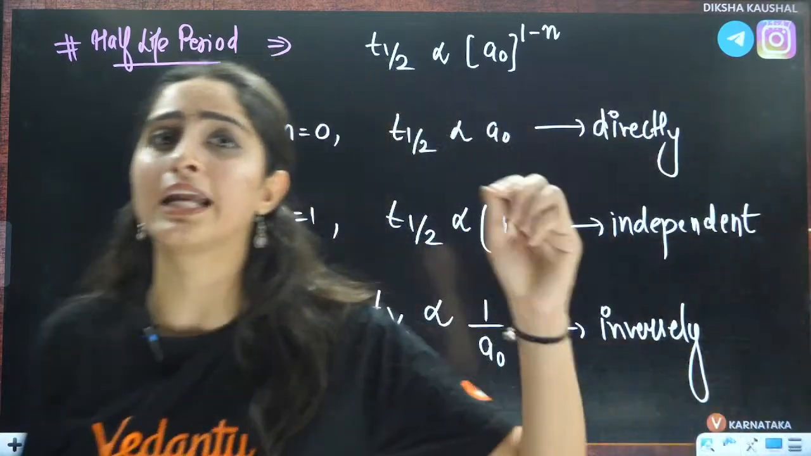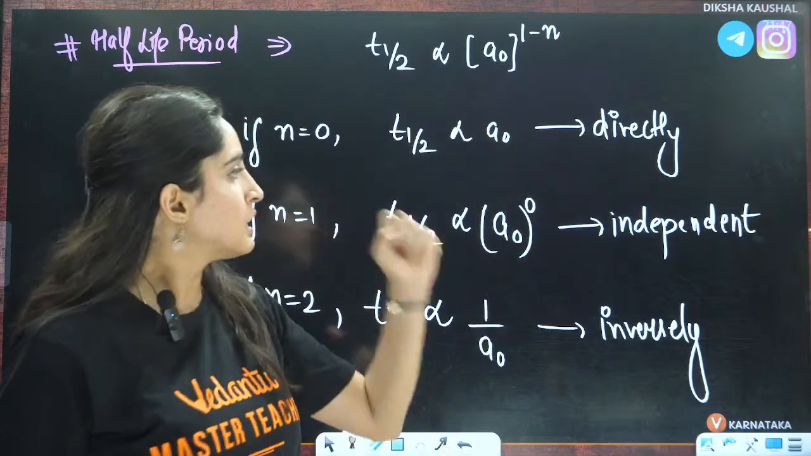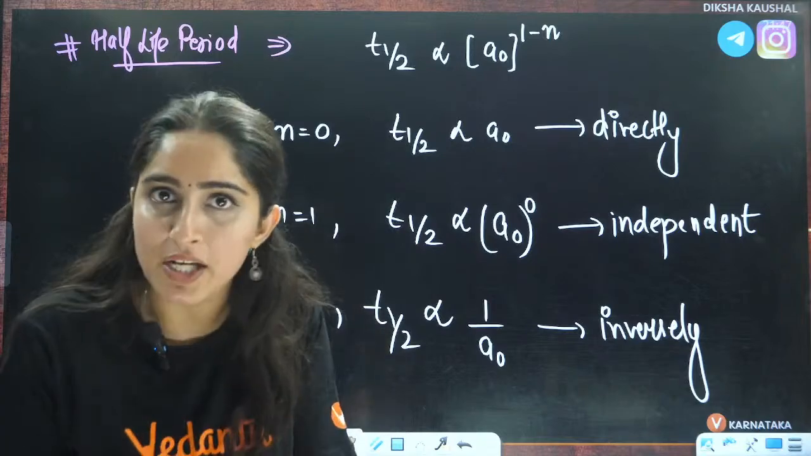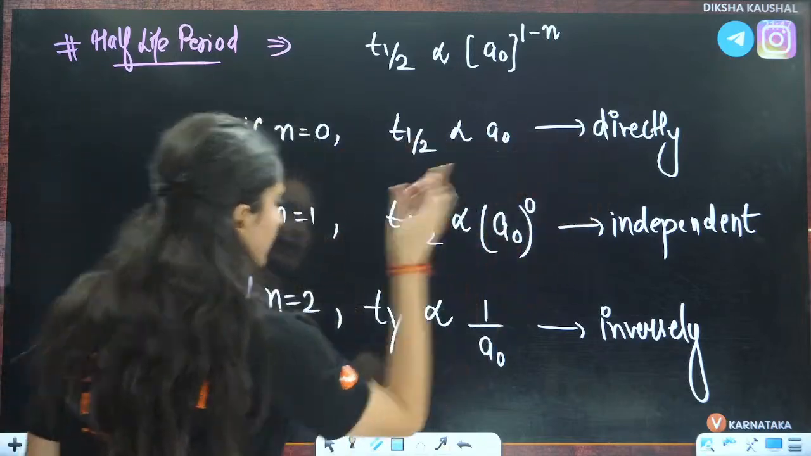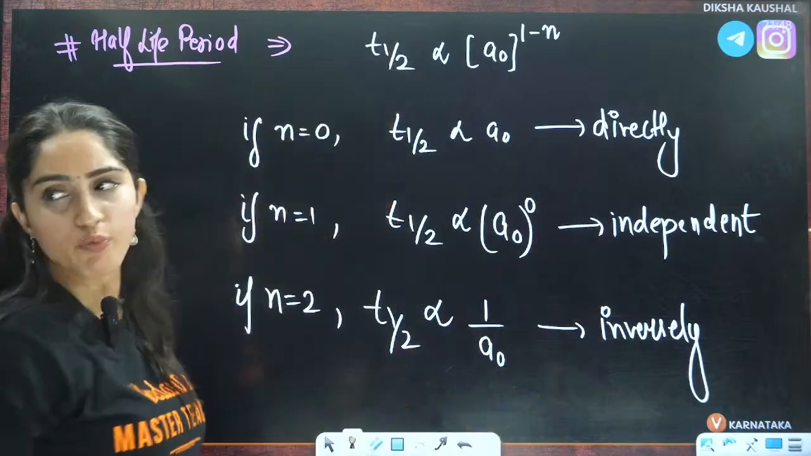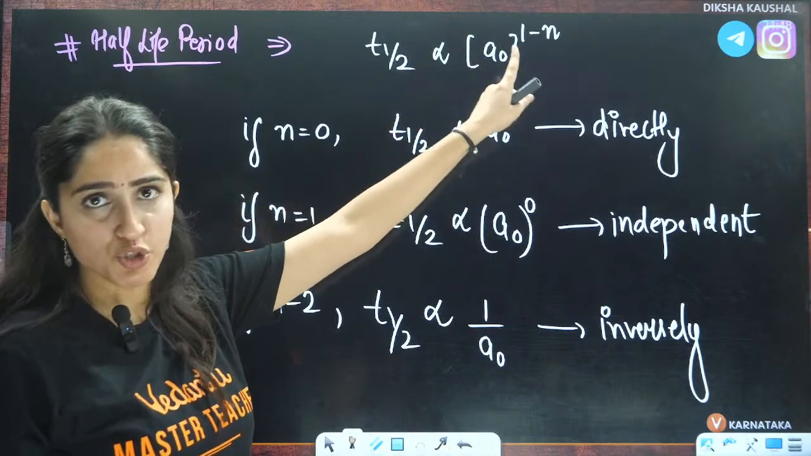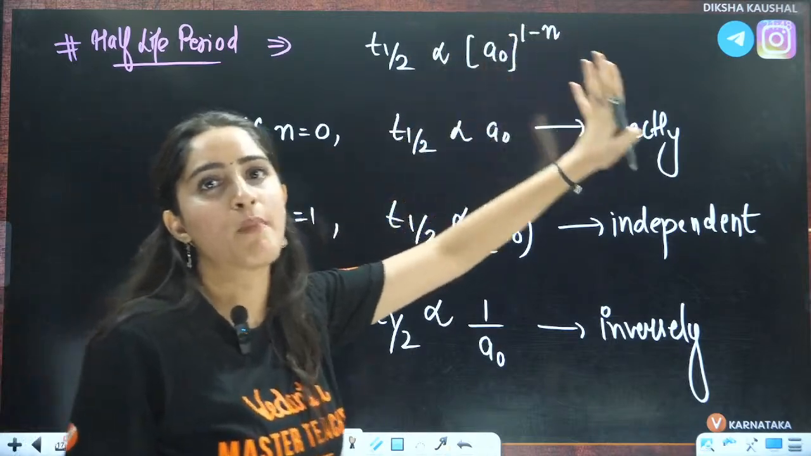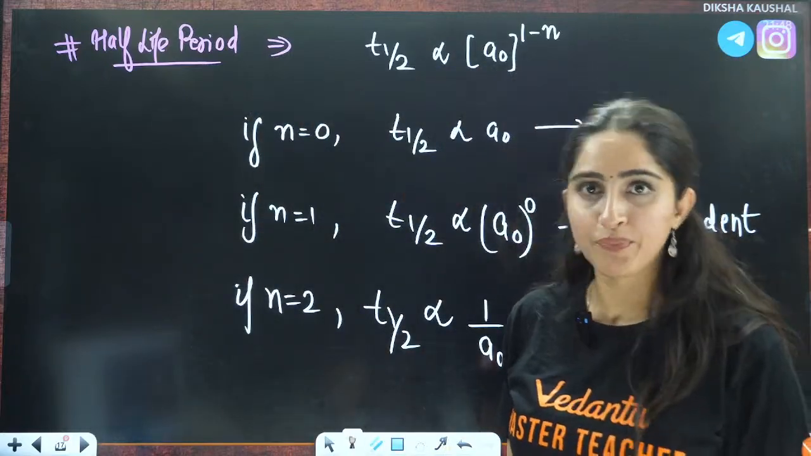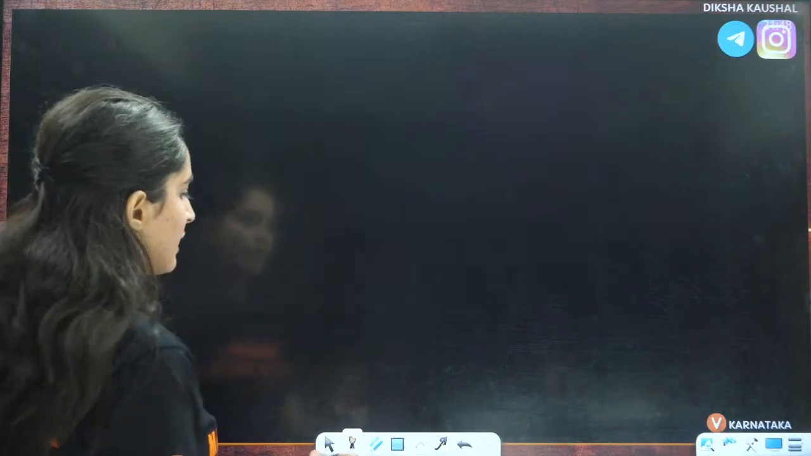A very, very frequently asked question: zero order reaction, T half-life is dependent directly, inversely, independent, or none of these on the initial concentration. Zero order directly, first order independent, second inversely. How? From this formula directly, T half is directly proportional to A naught raised to 1 minus n. Direct formula, right? Okay, understood? Yes, students?